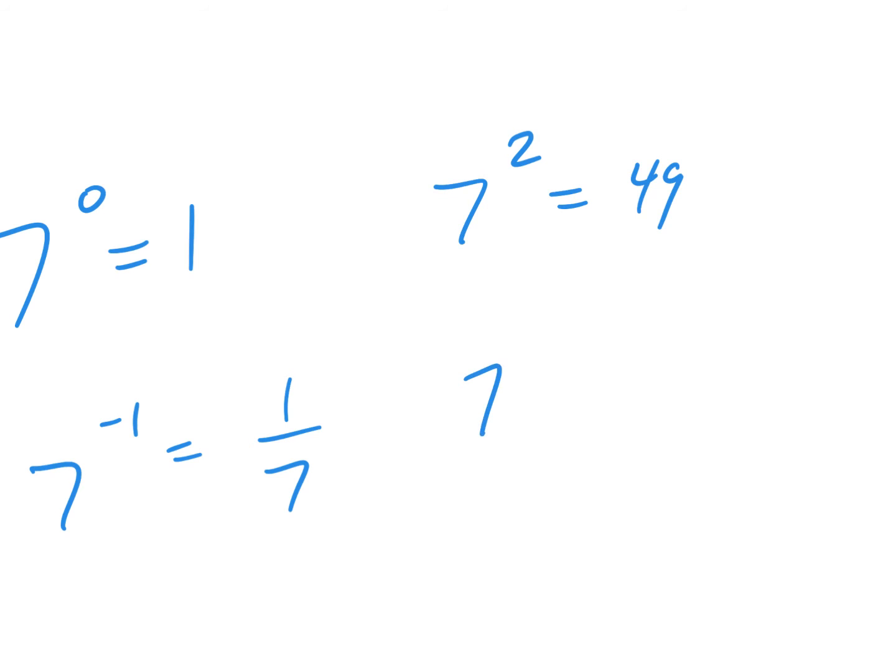What's 7 to the negative 2 then? 1/49. Does all that make sense? All right, now you're all caught up. So now here is a typical homework question for today.